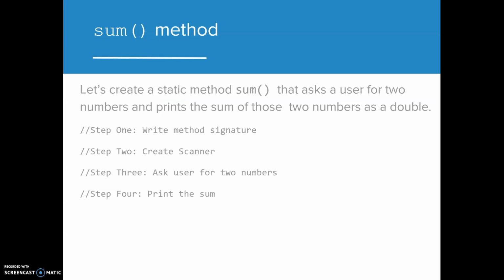So in terms of things that we need to do, first we have to write our method signature. Next, we need to create a scanner object so we can ask the user for input. We have to ask the user for two numbers, and then we have to print the sum.